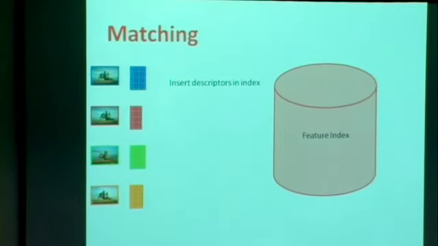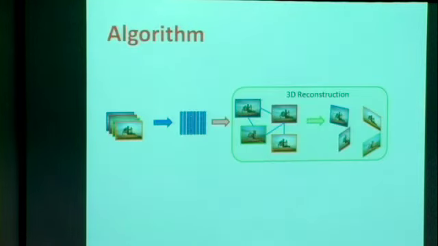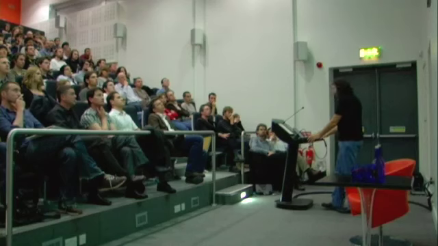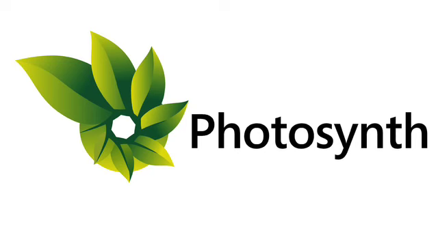Now, you take all of those feature points from these photos, you match them by putting them into an index and looking for nearest neighbors. You go to the 3D reconstruction. I think I've already described, at least in as much depth as I can here, how that works. So now I'm going to show you what we did with this technology in Photosynth, which was first released publicly in August of this past year.